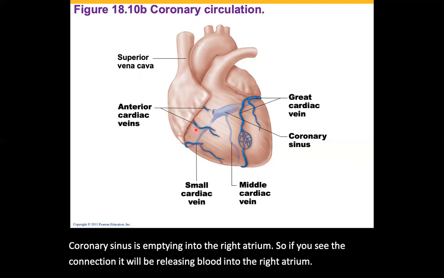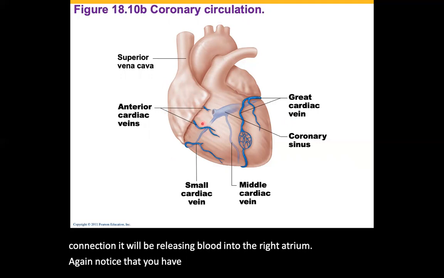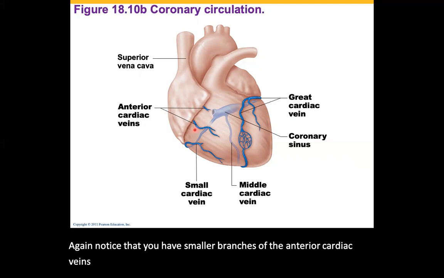And again, notice that you have smaller branches of the anterior cardiac veins, and these are more individualized rather than the general pattern we see for the four mains that we discussed here.